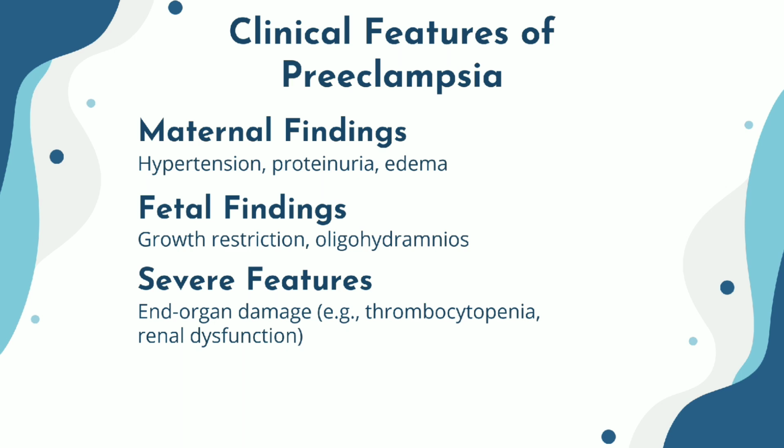Preeclampsia presents with maternal hypertension, proteinuria, and sometimes edema. Severe cases may involve end organ damage, including thrombocytopenia and renal dysfunction. On the fetal side, growth restriction and oligohydramnios are common findings.